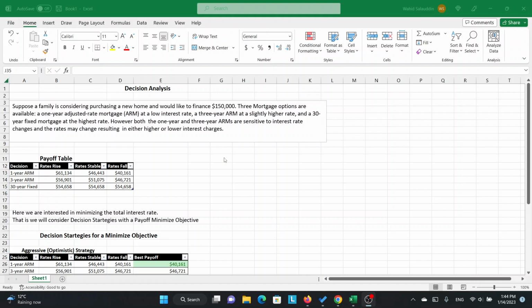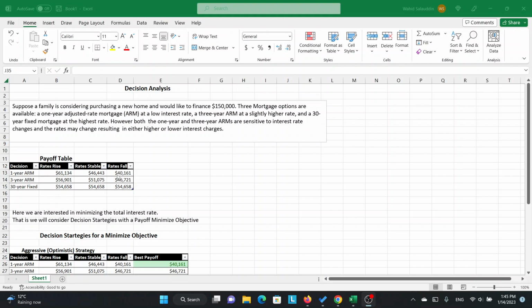Now, if we look at the payoff table, if the family decides to go ahead with the one-year adjusted rate mortgage, and if the rates rise, then the total amount of interest they're going to pay in 5 years is going to be 61,134. If the rate is stable, they're going to be paying 46,443. However, if the interest rates fall, they're going to pay less than their stable rate. That is, they're going to pay $40,161.